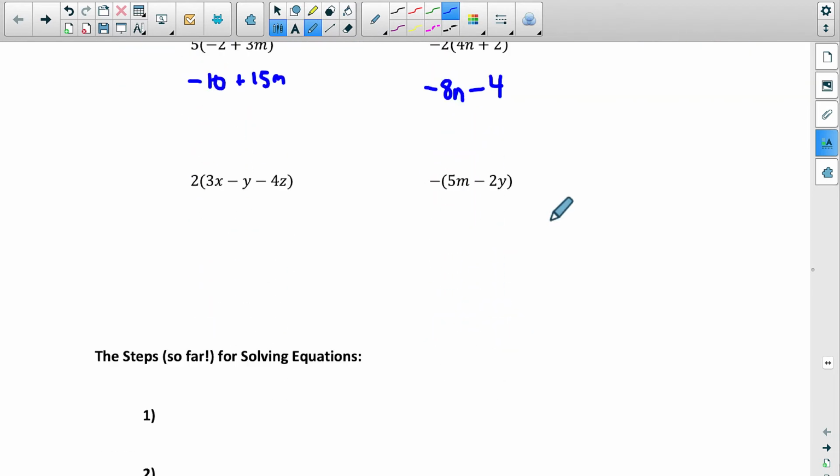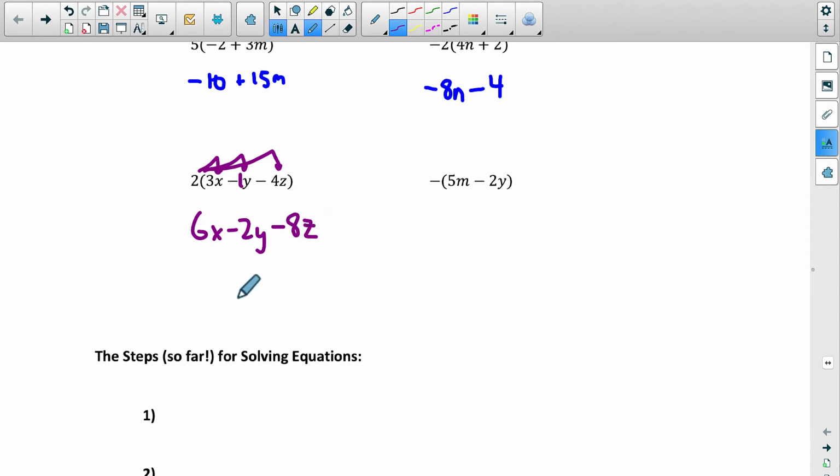Alright, what's different about the next one? The difference is you need to feed more chickens. You need more mountains. You got to multiply first term, second term, third term. So 2 times 3x. We go 2 times 3 is 6 and slap on the x. 2 times negative y. So again, there's an invisible 1 here, remember. So it's like 2 times negative 1, which is negative 2, and slap on the y. And then 2 times negative 4z. So 2 times negative 4 is negative 8, slap on the z.